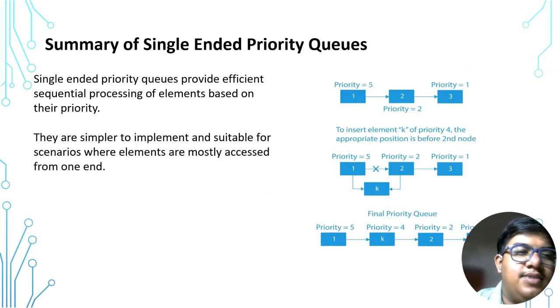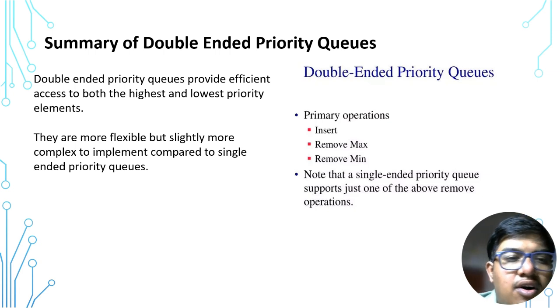Let's see the next one. So in summary of single-ended priority queues, we know that single-ended priority queues provide efficient sequential processing of elements based on their priority. They are simpler to implement and suitable for scenarios where elements are mostly accessed from one end. For the summary of double-ended priority queues, double-ended priority queues provide efficient access to both the highest and lowest priority elements. They are more flexible but slightly more complex to implement compared to single-ended priority queues.